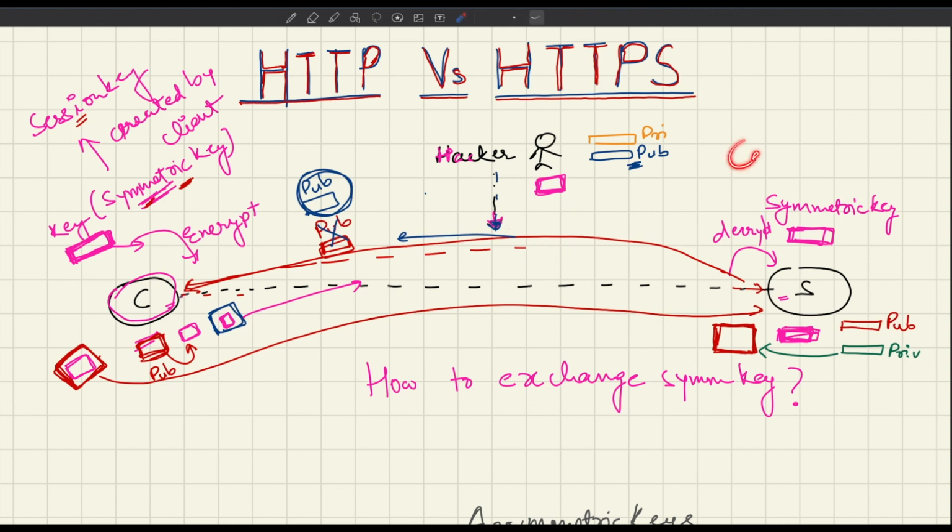And that is where certificates come into play. So just to understand certificates, let me clear up some space here.